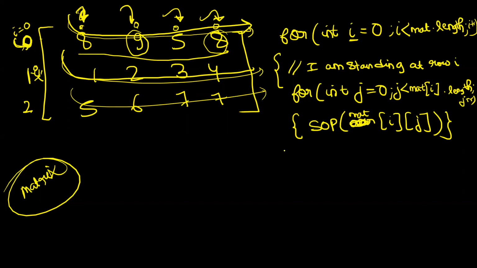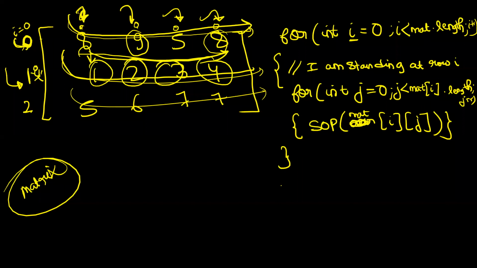Yes. Now what will happen? This loop has terminated, i plus plus will happen. So now you come to the row with index number 1. And again, j will start from 0, go all the way till the last column, and you will print the contents one by one. So is everyone able to follow how we are printing the contents of the matrix?